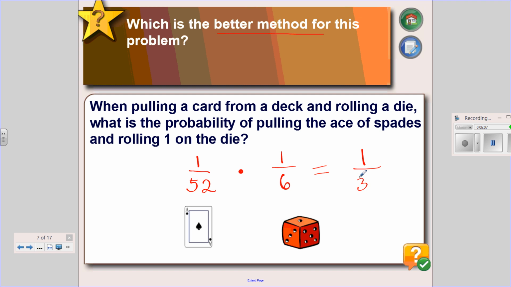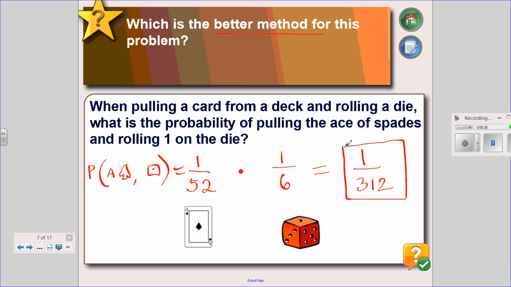1 in, what did I say, 312. Correct? So we'd say that the probability of ace of spades, let me draw a spade, and landing on 1 on the die is equal to 1 over 52 times 1 in 6, which is 1 in 312.